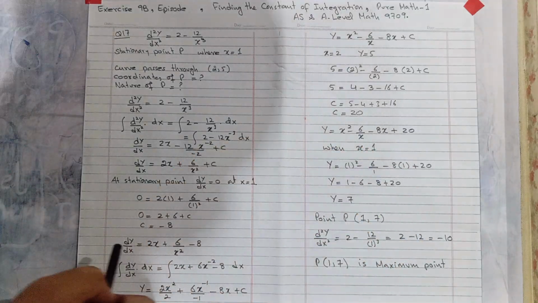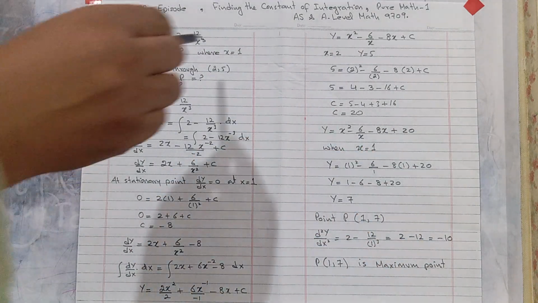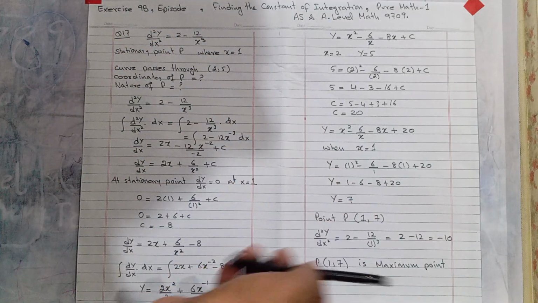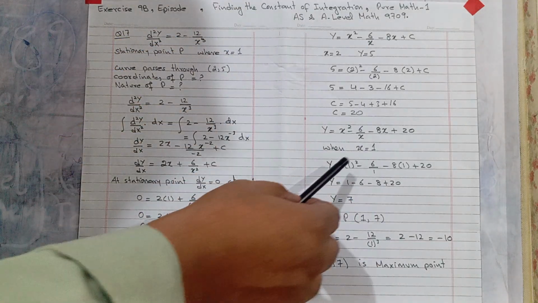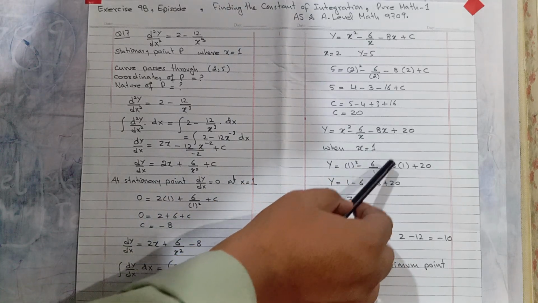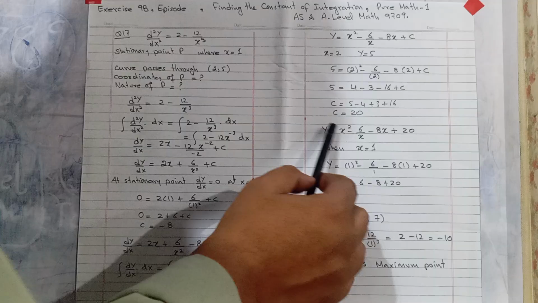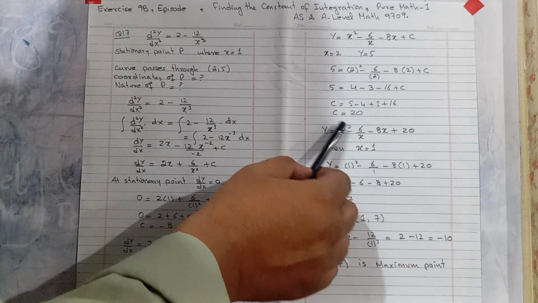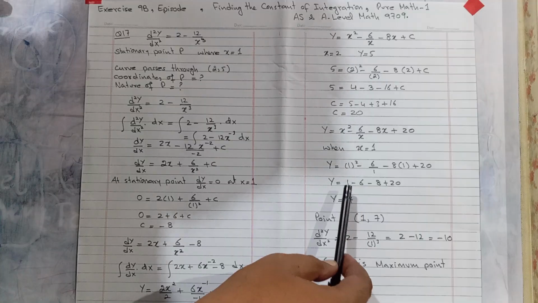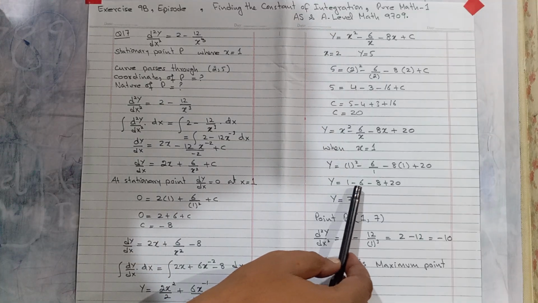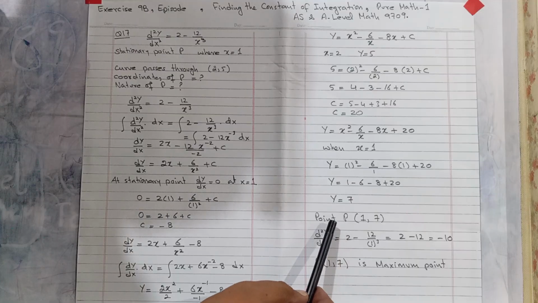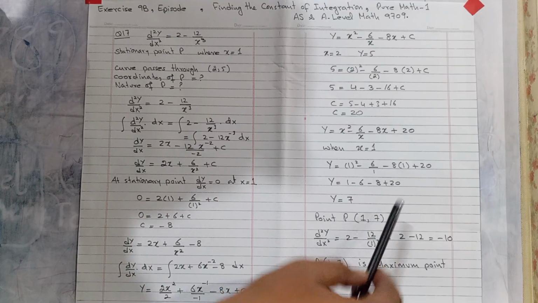So I know that at the stationary point x equals 1, so I can find its y coordinate. When x equals 1, y will be 1 squared minus 6 by 1 minus 8 into 1 plus 20. In the equation of the curve, in the place of x, I have substituted 1. So y will be equal to 1 minus 6 minus 8 plus 20. So y will be equal to 7. So the coordinates of the point P are 1 comma 7.